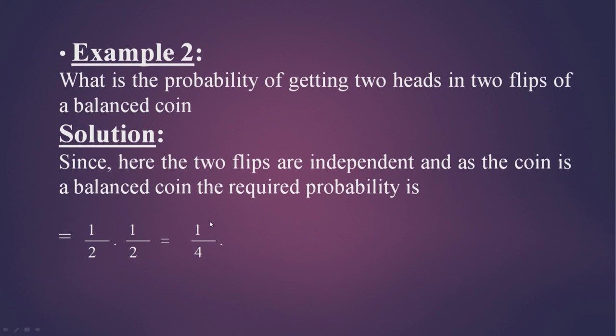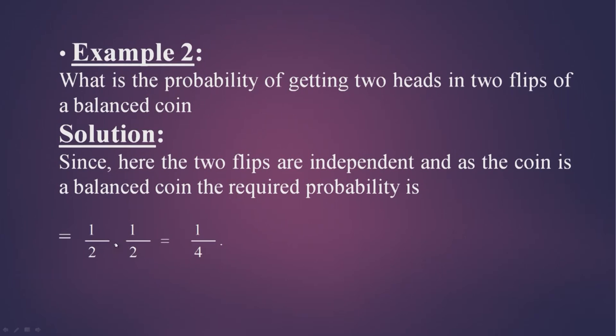Let us take one example here. What is the probability of getting two heads in two flips of a balanced coin? Now, we know that flipping a balanced coin twice, the flips are independent. So, two flips of a balanced coin are independent. And as the coin is balanced, the required probability will be half into half, that will be 1 by 4.